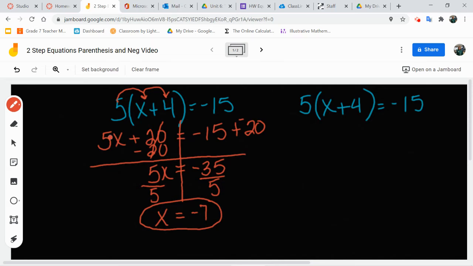We can divide first only when there's parentheses, because this says 5 times the group x plus 4 equals negative 15. So that means 5 groups of x plus 4 all together give us negative 15. So we're going to divide both sides first by 5. And remember, we show division in algebra using a fraction line. Fraction problems are always division, top divided by the bottom. When we do it on this side, that gives us 1 group. So we can take off the parentheses. 1 group of x plus 4 equals.